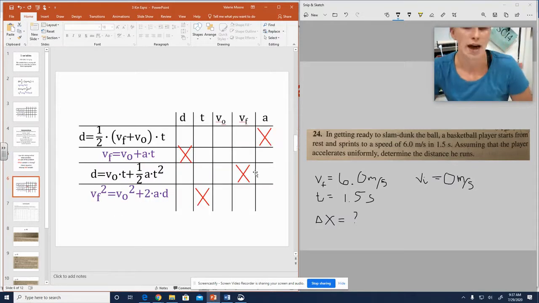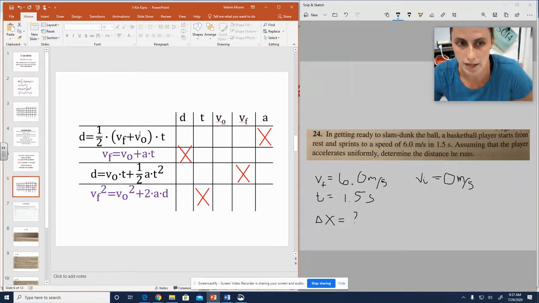So let's take a look at what we have. Your chart should look something like this. Of course, for every blank spot there is, you'd have a check mark. So we are missing, let's see, acceleration. So the equation that doesn't have acceleration in it is this one. So to solve this problem, we would use this equation.